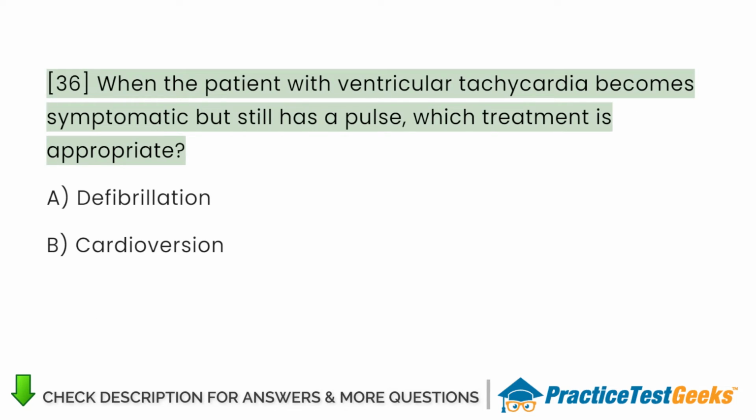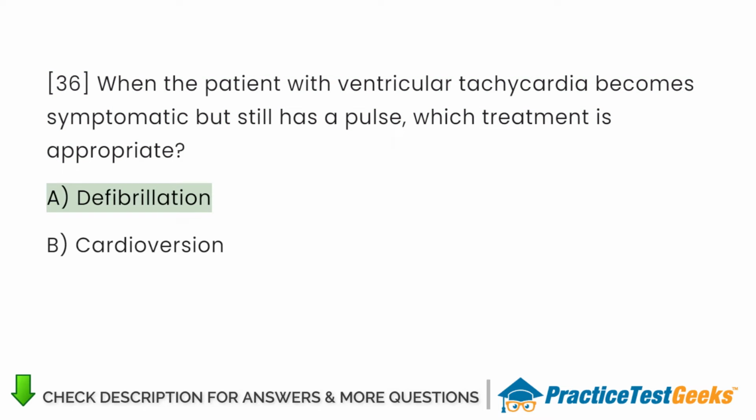When the patient with ventricular tachycardia becomes symptomatic but still has a pulse, which treatment is appropriate? A. Defibrillation. B. Cardioversion.